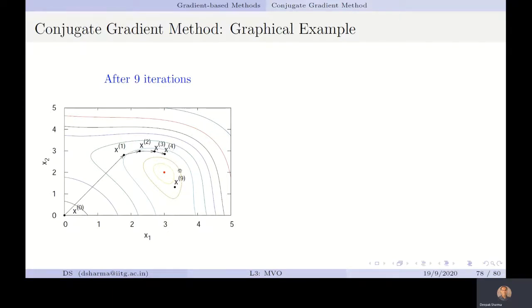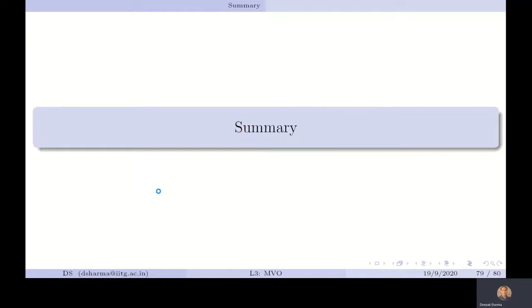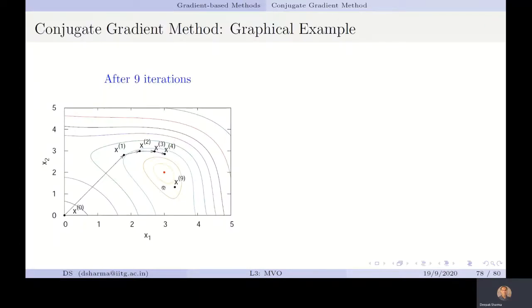Similarly, if we continue, we'll get X1, X2, X3, and X9. The middle points I'm not showing in the curve; I'm just showing X4 to X9. So all the points are lying in between. You can see it is making a circular motion, and then finally it will converge to the optimum solution, which is quite slow.